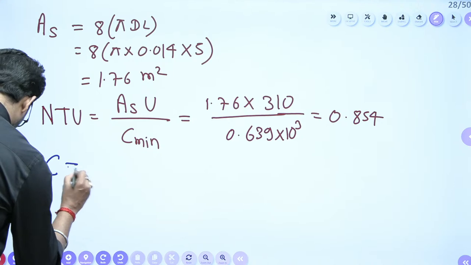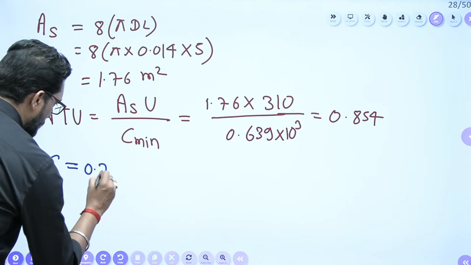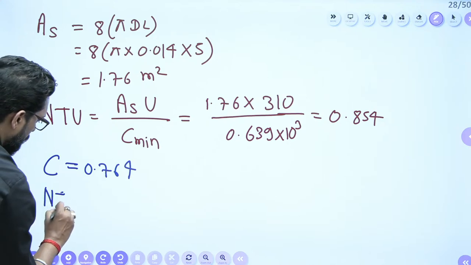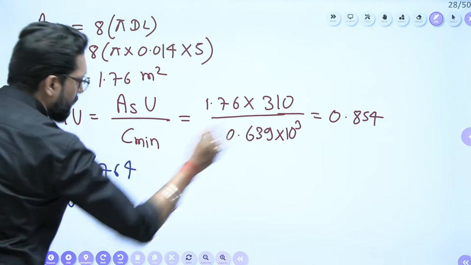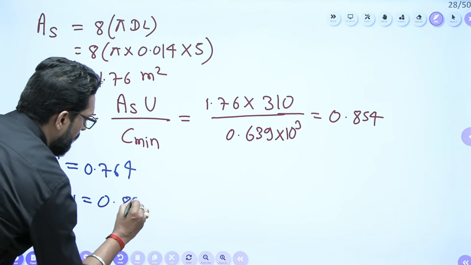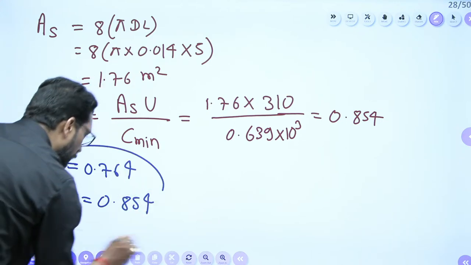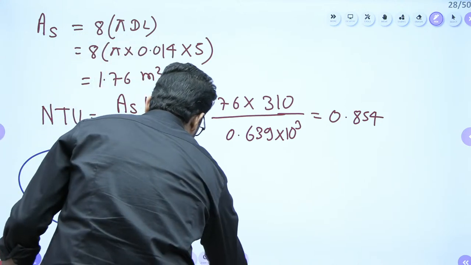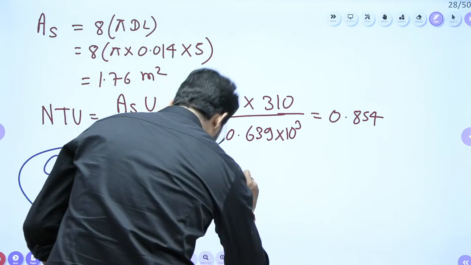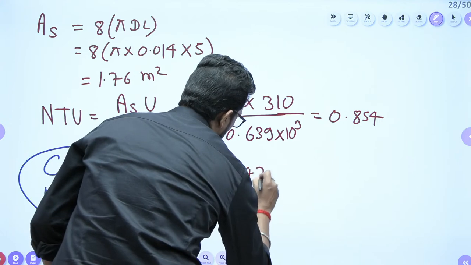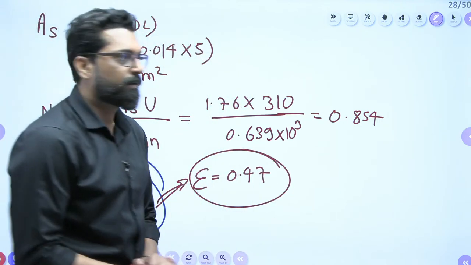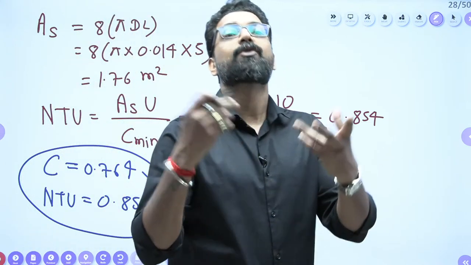C is your 0.764, and you have NTU. What is NTU? Number of transfer unit. It is 1.854. From these two relations, we can easily find the effectiveness, and the effectiveness is 0.47. Once you find the effectiveness, you can find the actual heat transfer.